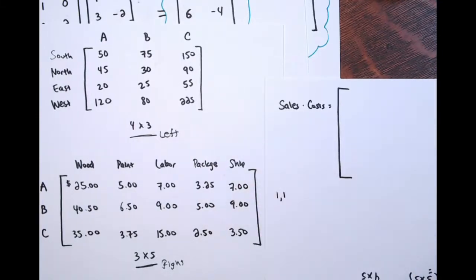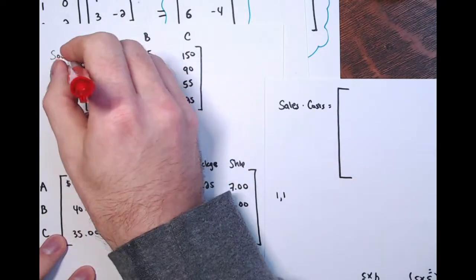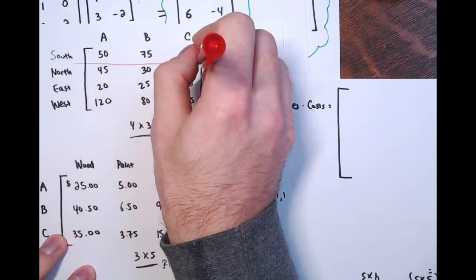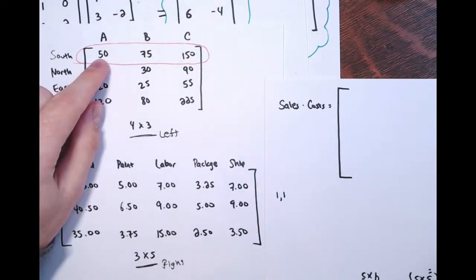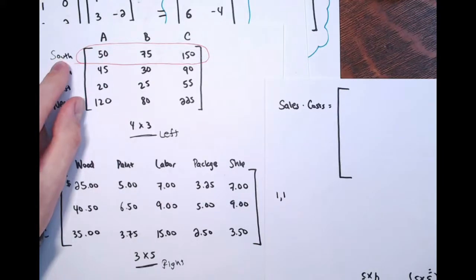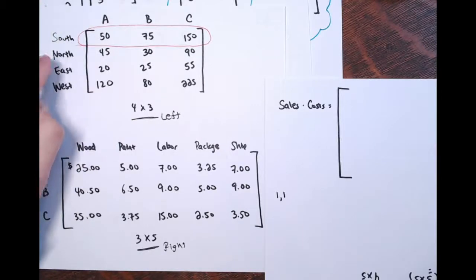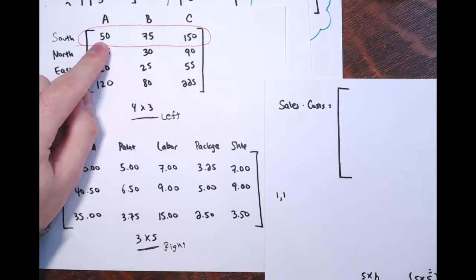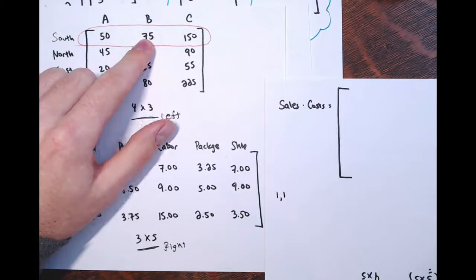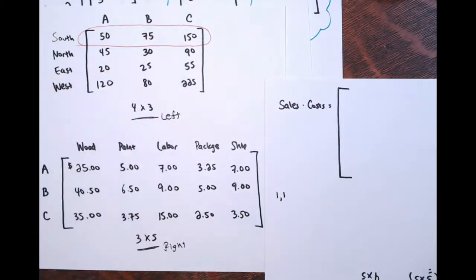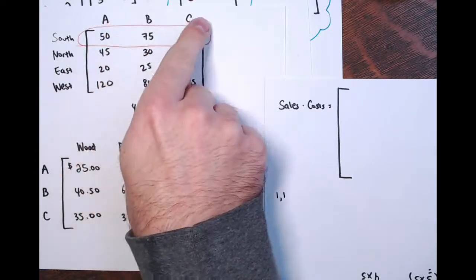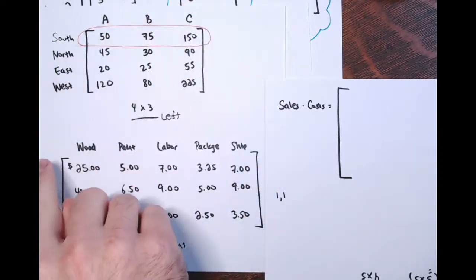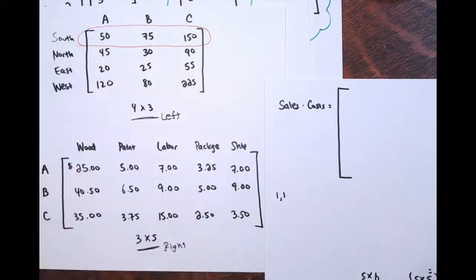So I'll circle these. What's the first row of the sales column? That's this here. This tells me that again the first row is representing Team South. Right? This tells me that Team South sold 50 units of product A, 75 units of product B, and 150 units of product C. And notice how the column labels in this matrix are the exact same as the row labels in this matrix. So it makes sense to multiply sales by costs.